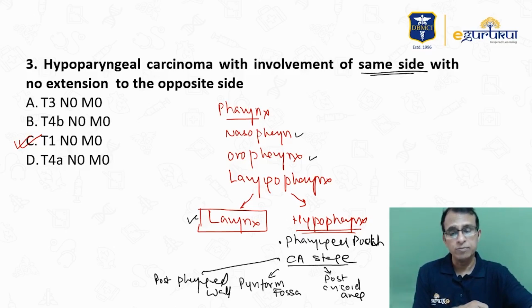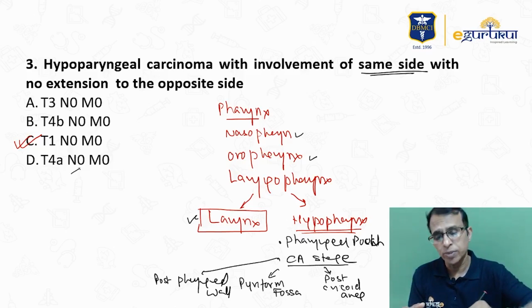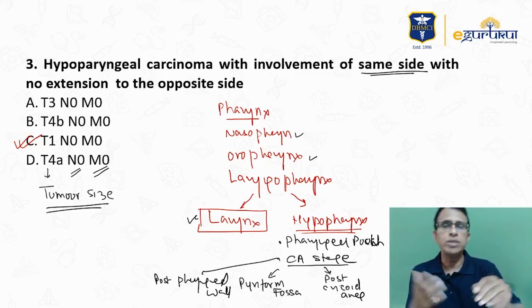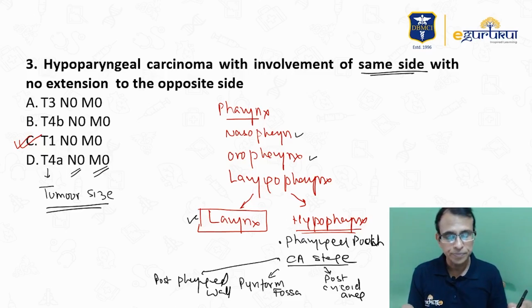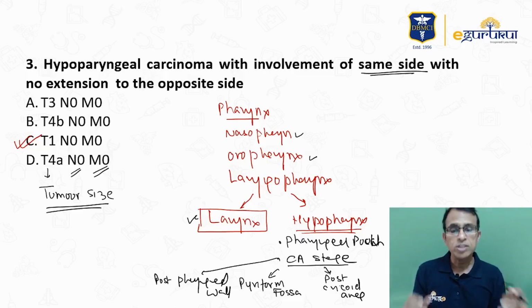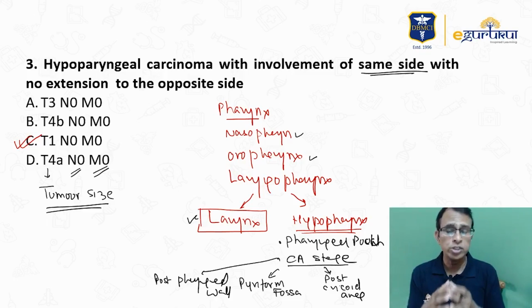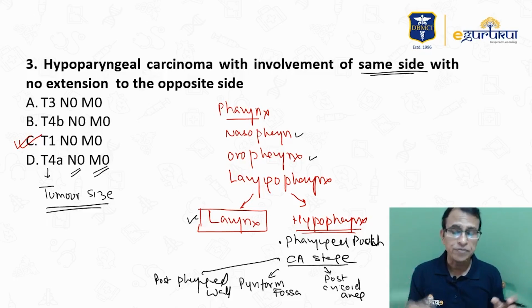I said stage 1 because there is no lymph node, so N0 has to be there. As it is, all of the choices are carrying N0 and M0. So it's mainly T. T stands for tumor size. So the question is about tumor size, not about stage of tumor. And the answer is, because the tumor is confined to the same site and is not extended anywhere, it is the most initial stage of the tumor, and therefore it is a T1 tumor.